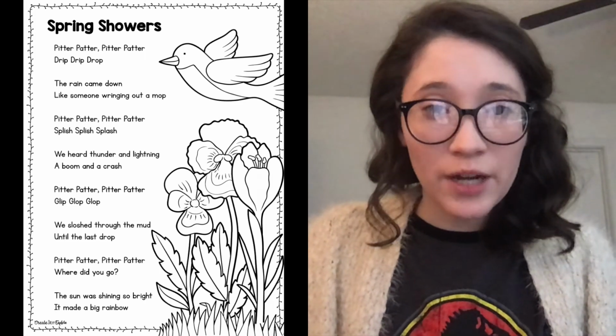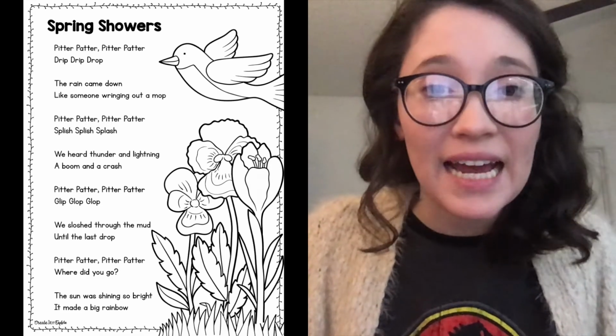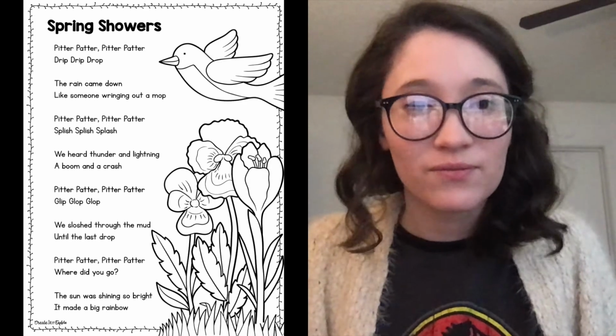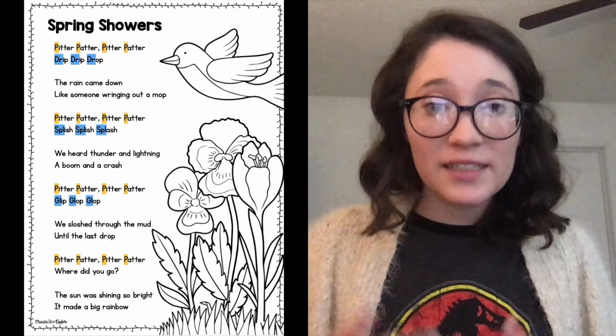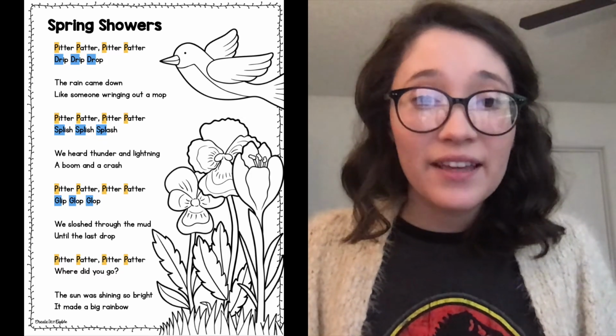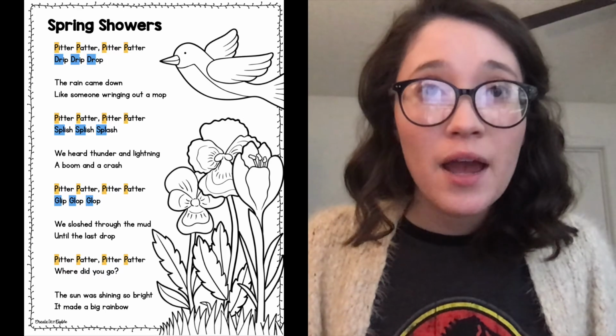Now, the first thing I noticed while reading this poem is that it has a pattern, it has a beat, it has a rhythm, a lot like some of the songs I listen to. The next thing I noticed was that this poem definitely has alliteration. I see the alliteration of the p sound in pitter patter.